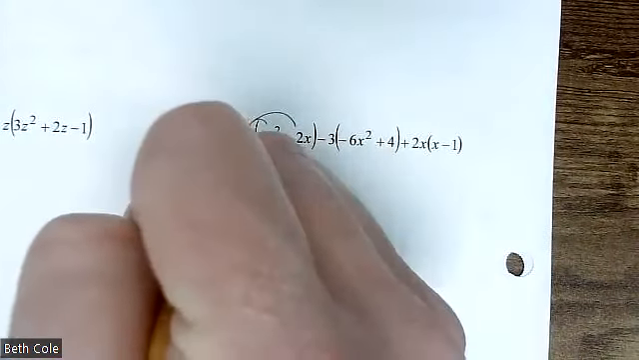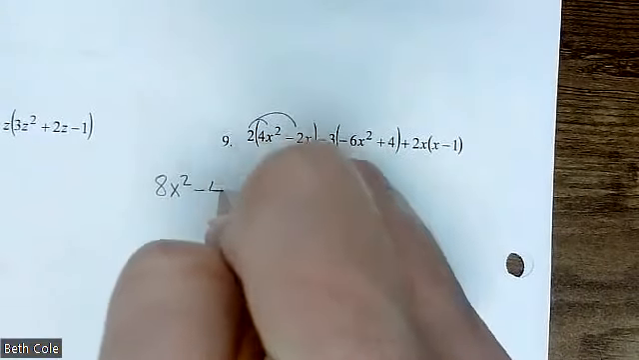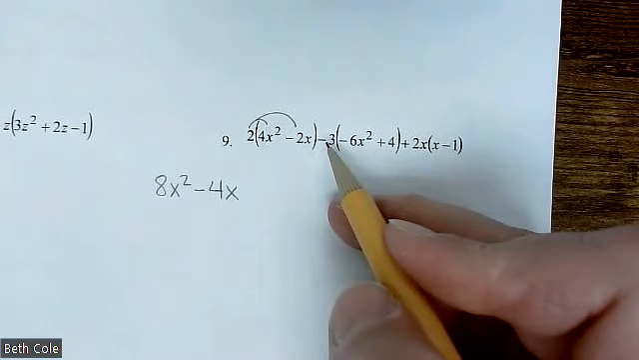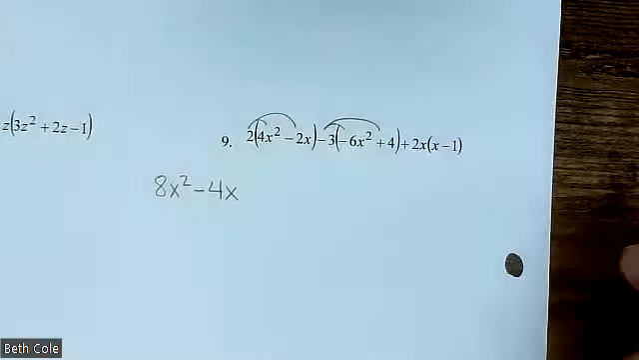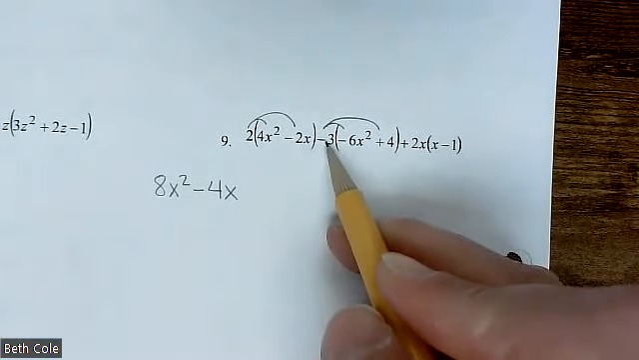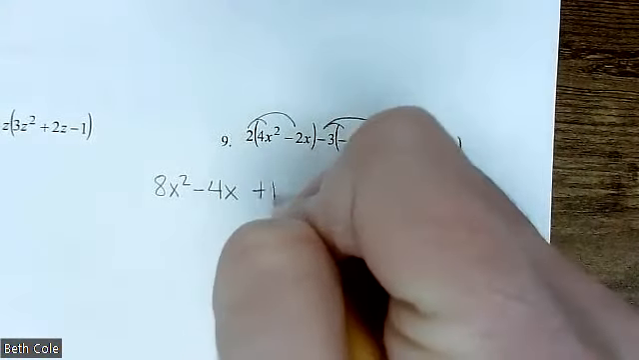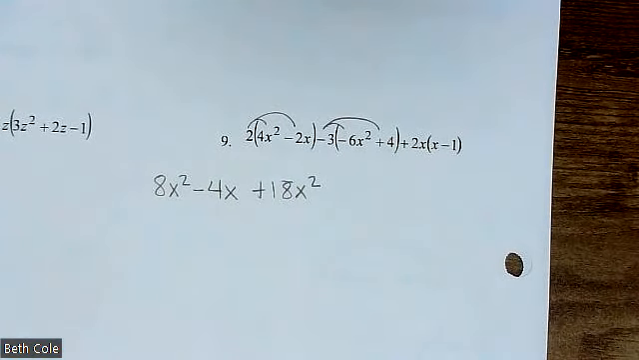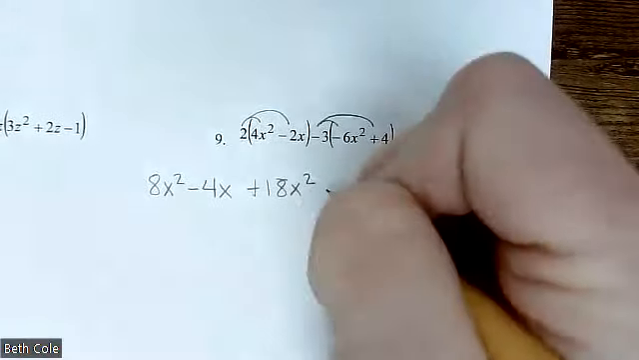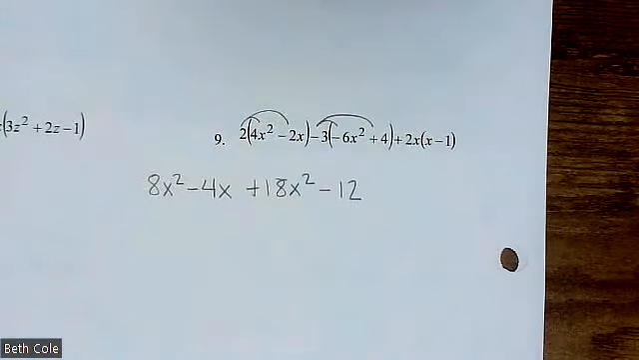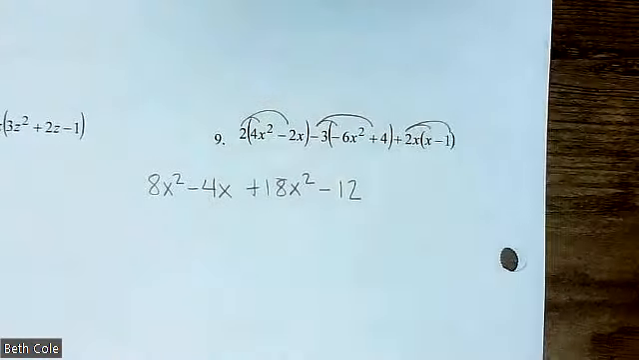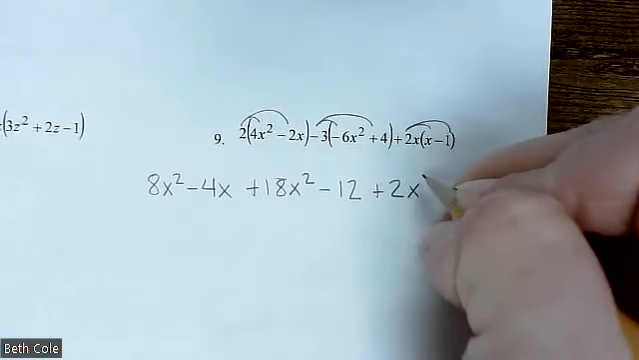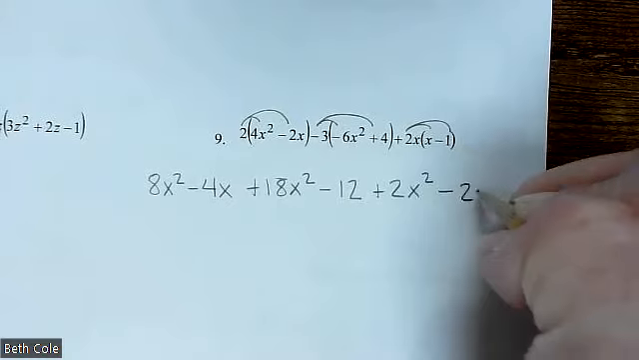That'll give you 8x squared minus 4x. And then you're going to distribute not a 3, but a good -3 into these parentheses. -3 times -6x squared. That'll give you positive 18x squared. Let me just finish this one and I'll get you your paper, okay? And then -3 times 4 is -12. Perfect. Thank you for staying with me. And then you're going to distribute 2x into this one. That'll be 2x squared, good, minus 2x.